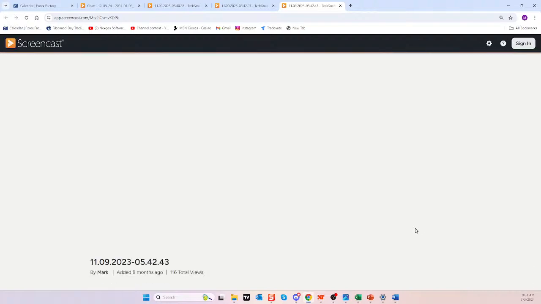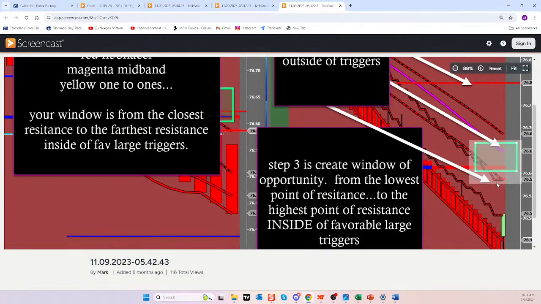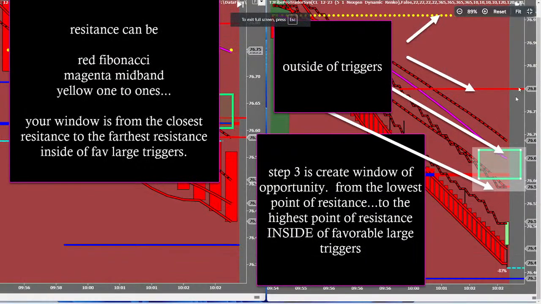Find the areas within, guys. Pinpoint your window of opportunity from the lowest point of resistance to the highest point of resistance inside of favorable large triggers. This is where the market is most likely to continue, guys. This is from the spreadsheet, so you have this. You're not entering when it hits the triggers. You're not entering on the reversal bar, guys.